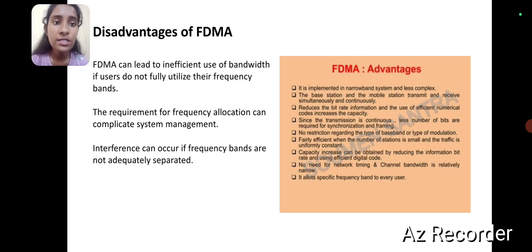Next, interference can occur if frequency bands are not adequately separated. If the frequency bands are not adequately separated, then the interference or the interruption will occur. So these are the disadvantages of FDMA.